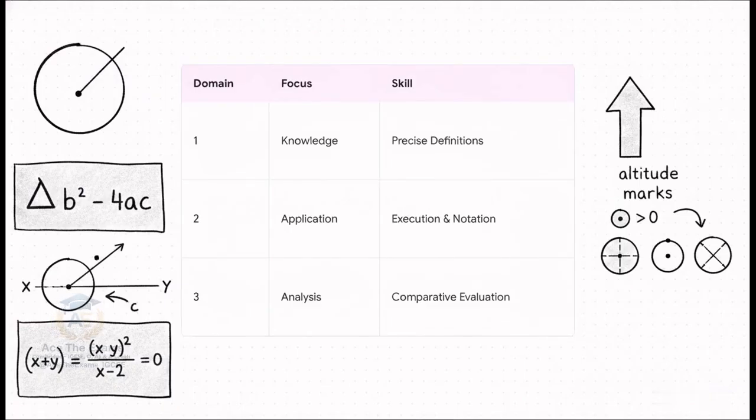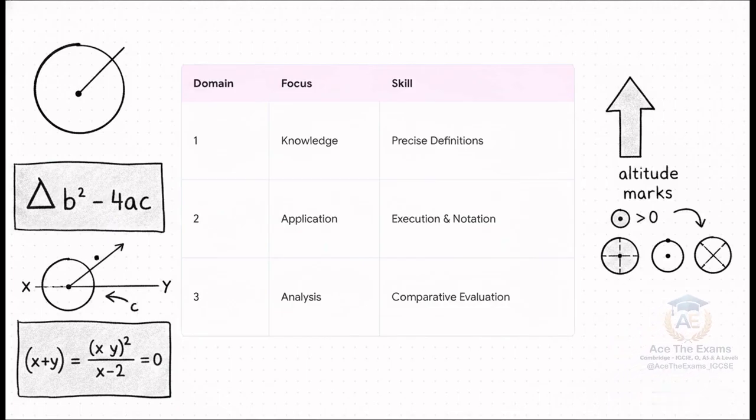Take a look at this blueprint matrix on your screen. This table flawlessly aligns Cambridge's actual cognitive assessment objectives directly with our tangent chord procedural steps. Let's break it down. Domain 1 is knowledge. This is your chance to demonstrate precise definitions. You show the examiner you know exactly what a tangent is geometrically, and you know the exact formula for the discriminant algebraically.